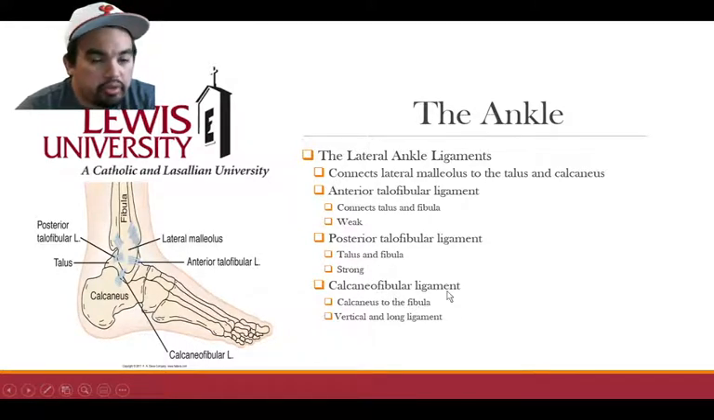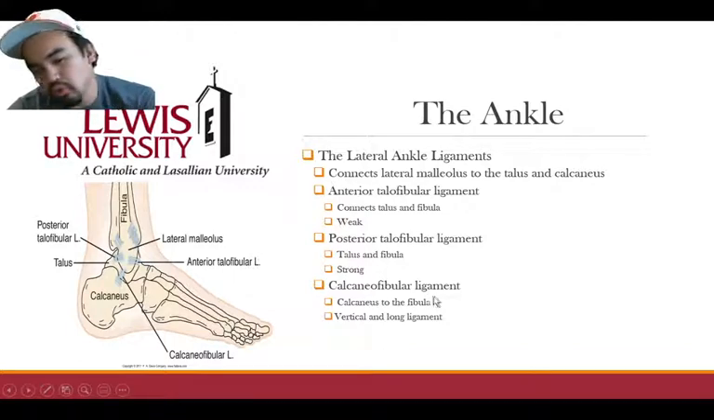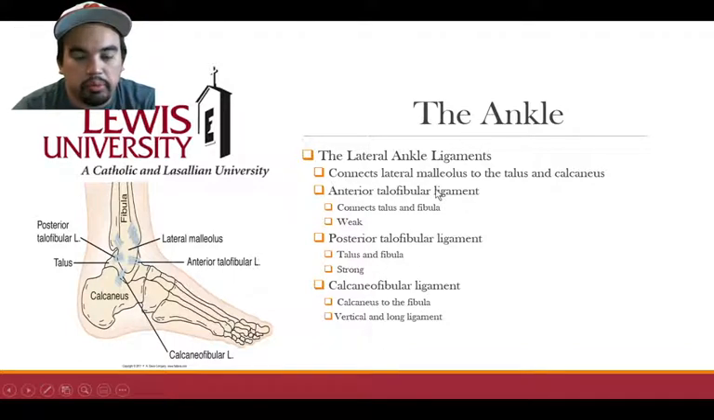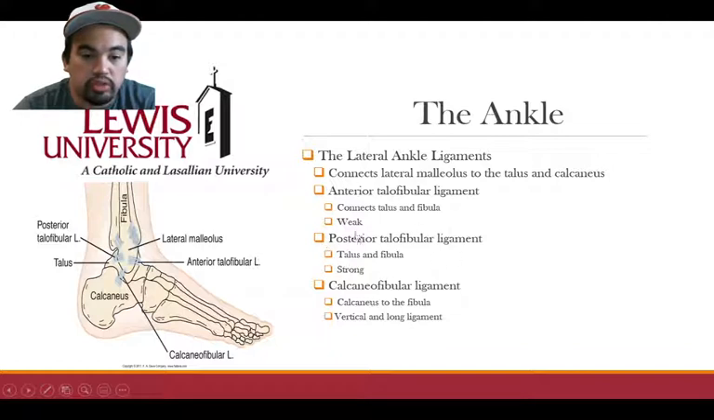And then calcaneofibular, this guy sometimes gets caught as well because you go about neutral, foot neutral, when you would actually roll this ankle. So it would be flat on the ground and you just roll over it, versus the anterior talofibular, where you're typically in terminal plantar flexion and you invert that ankle, and that's when that gets hurt. This one is more in neutral position, and that's the calcaneus to the fibula. It's vertical and long, and you see that here.